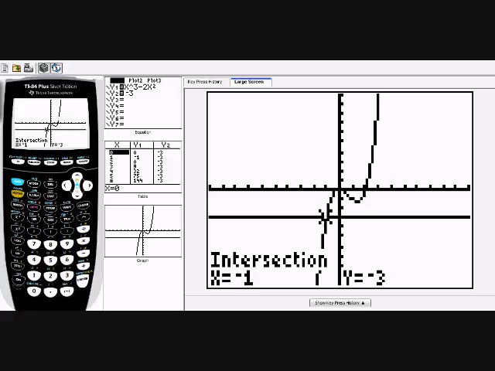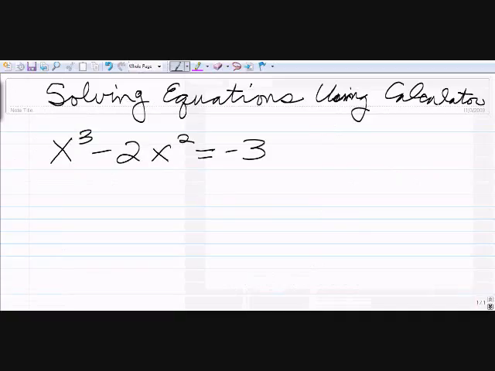Now it says the intersection is at -1, -3. You'll remember in my original equation I just had x's, so I don't care about the y equals -3. All I care about is the x equals -1. So the solution for this equation is x equals -1.